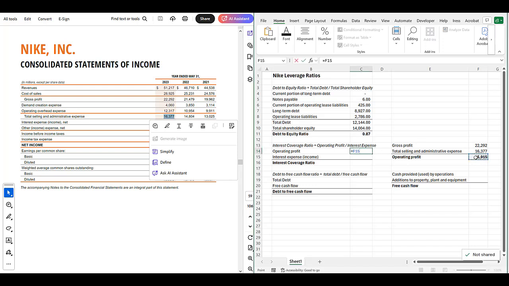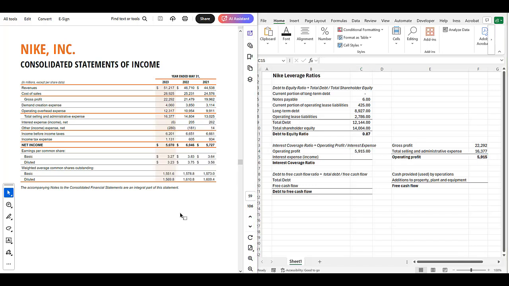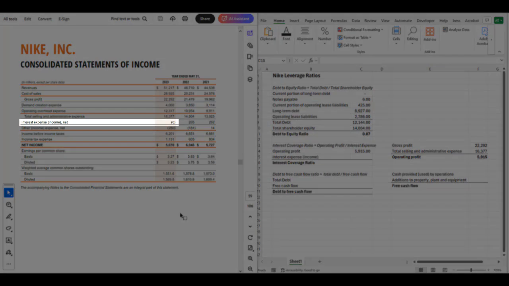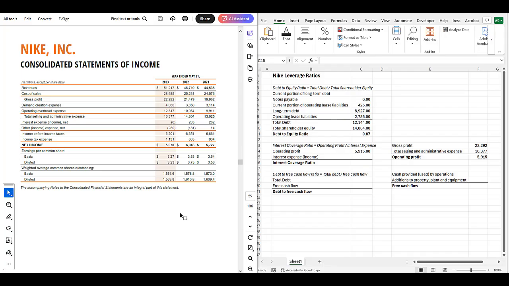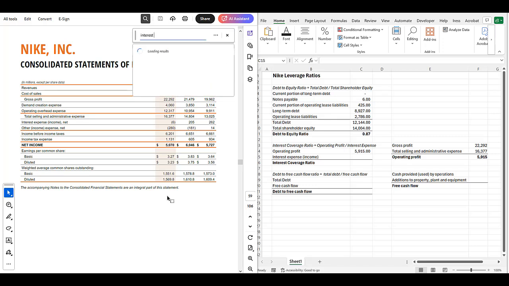The income statement shows the net interest expense, or income, which means it takes the interest earned and subtracts the interest paid. The net interest earned was $6 million. Nike earned more from interest than it paid, but we just want the interest paid. To find this, you might need to do some digging. A tip is to hit Ctrl F to do a text search and search for interest expense.